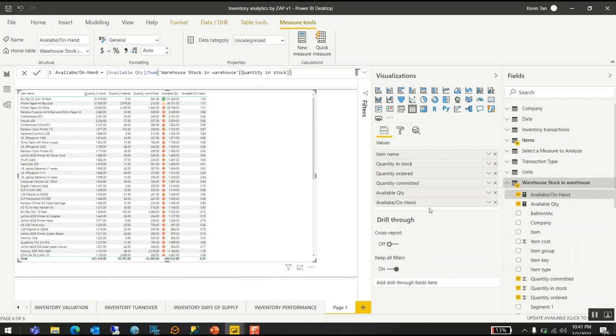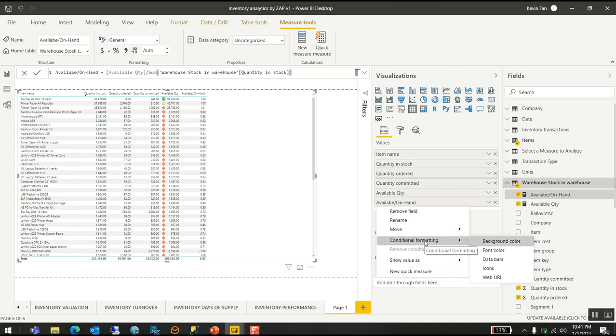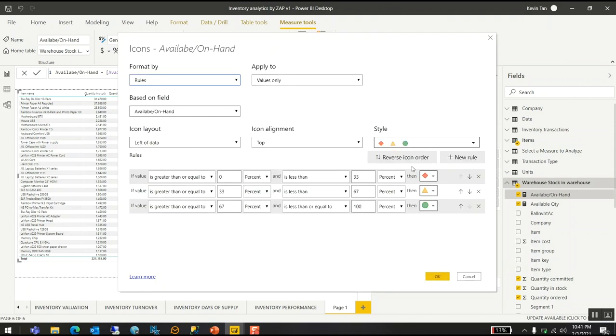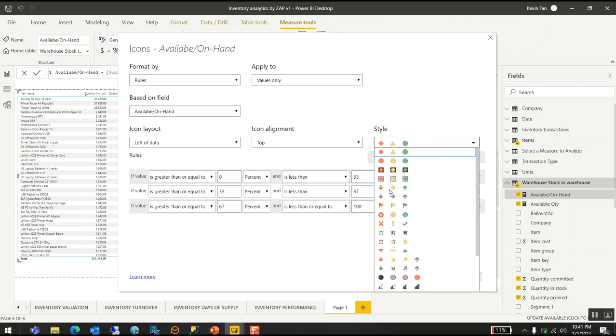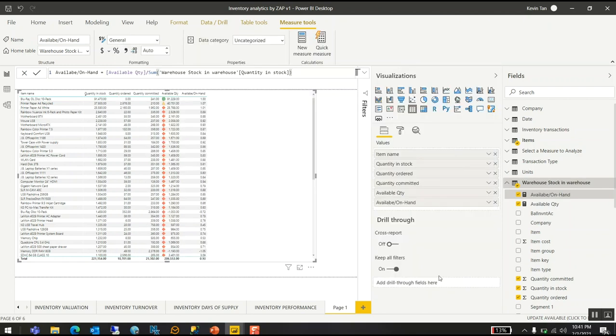I'll do the same for available on hand, just to take a look at an indicator that tells me straight away, based on color, what is high, what is low, and what's in between. So I'll go into the icons. Let's choose a different style. Just click on OK. So here you see a certain value as well. All of that seems to be going up.